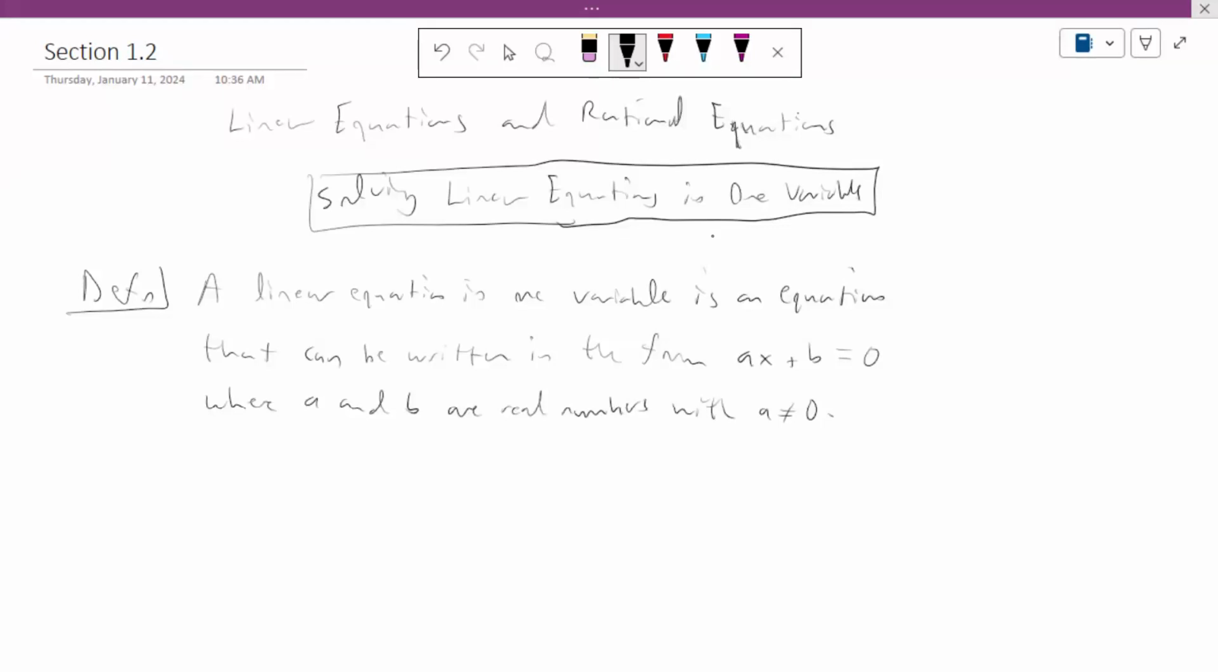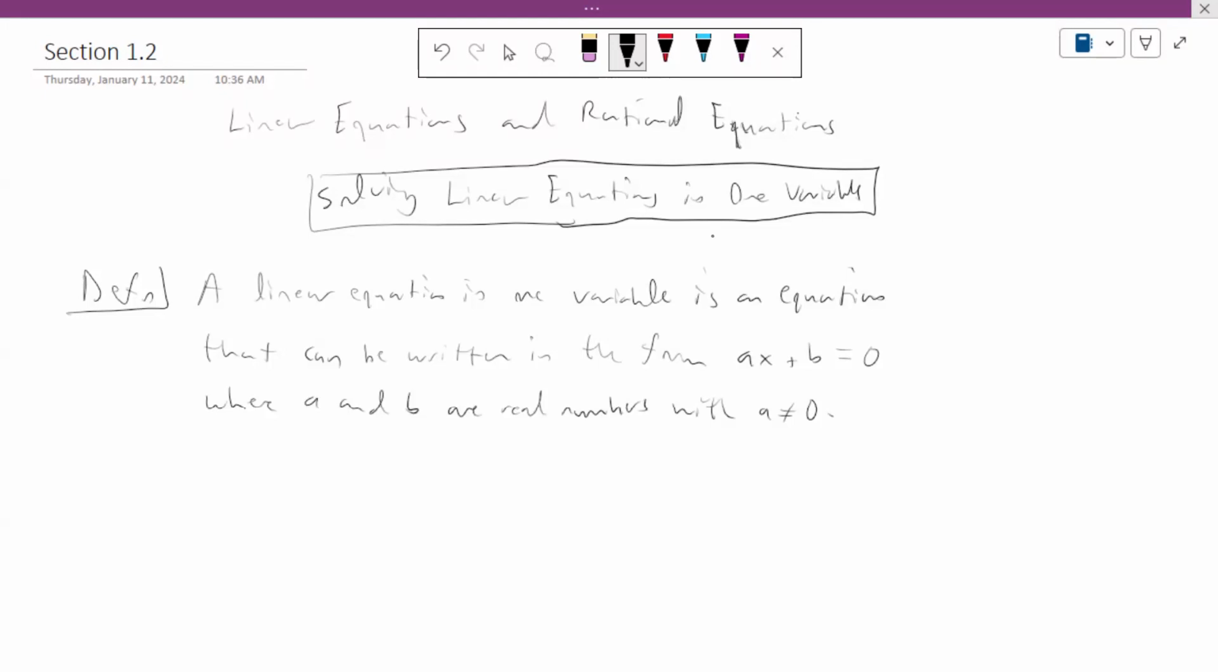So why do they say with a not equal to 0? Well, it's kind of just covering a stupid case. If a were equal to 0, then we'd have 0 times x plus b is equal to 0, which would just mean that b is equal to 0. So if you're a linear equation, then whatever constant is being multiplied by x cannot be 0.